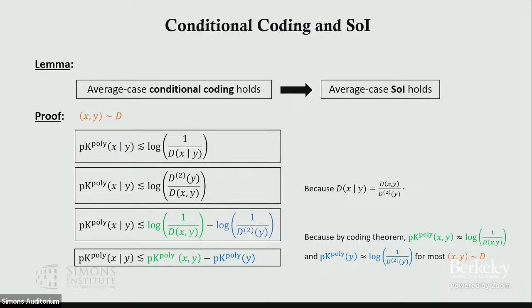So this completes the proof, because we can just replace this one with this one, and this one with this one, and this is symmetry of information. This shows the forward direction, but the proof of the other direction is exactly the same. We can just reverse the previous argument, and we won't get into the details.